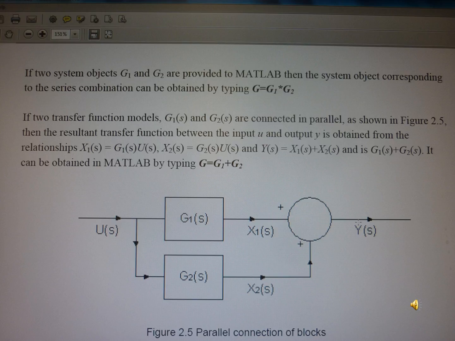So firstly, if the blocks G1(s) and G2(s) are in cascade, in this case, G equals G1 multiplied by G2. But if G1(s) and G2(s) are in parallel, the output G equals G1 plus G2. So this is for the parallel connection of the blocks.